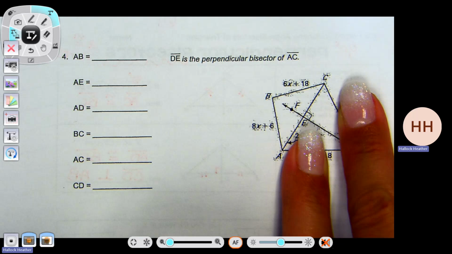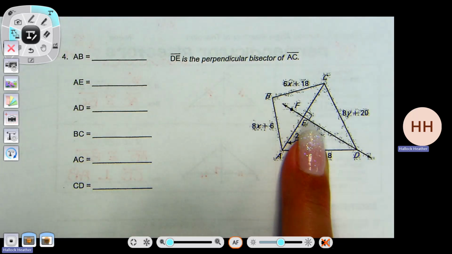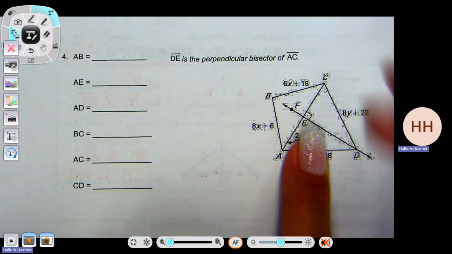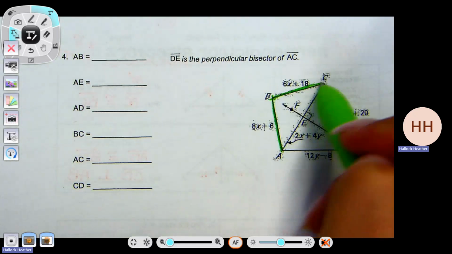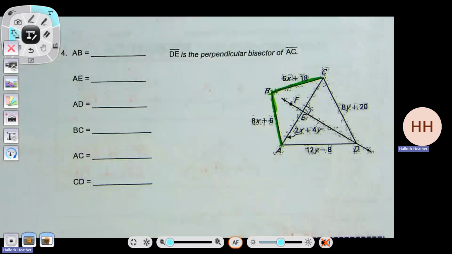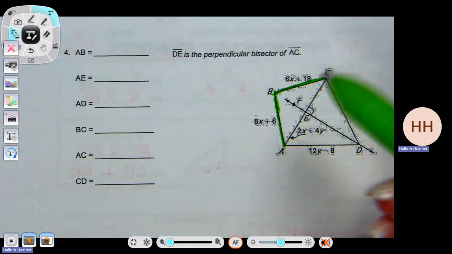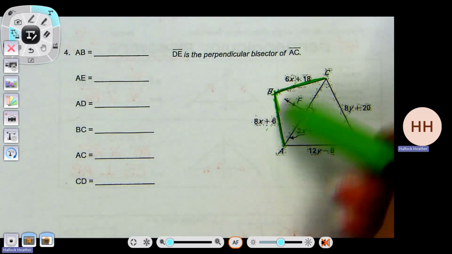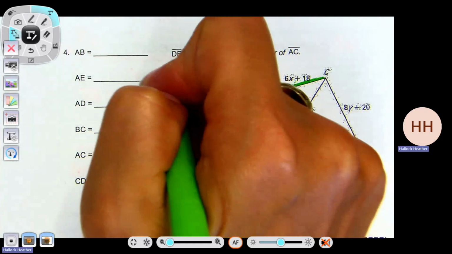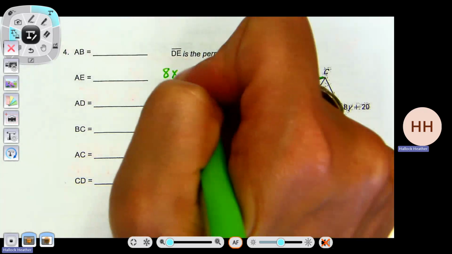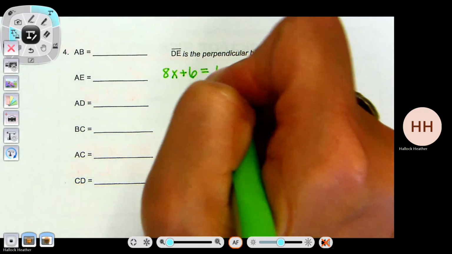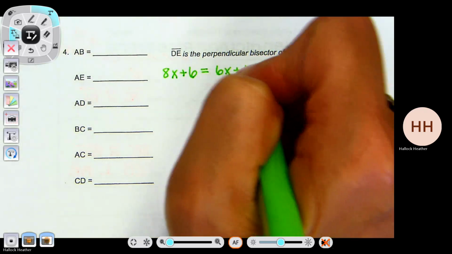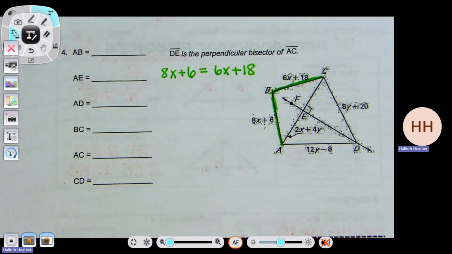Equal them to each other. So I can't combine them because I'm not adding to make 180, since it's not the inside of a triangle. But these pieces, based on what we just learned, perpendicular bisectors, these are going to be congruent because it's like the top of a kite. So I can set the X and the X equal to each other. So take a second, solve for X. Nice. Try to find Y.